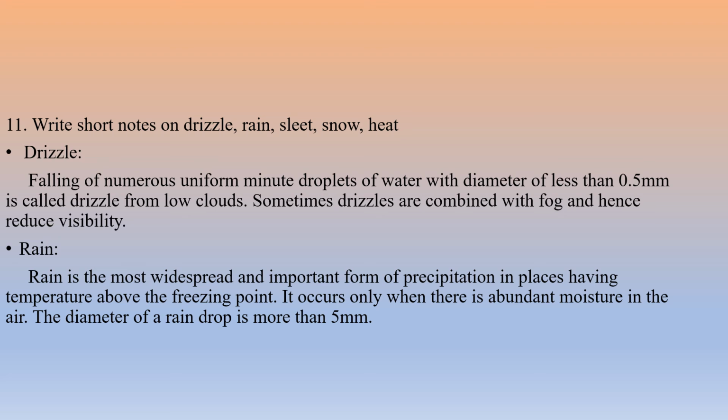So it is the droplet of each and every rain. Drizzle will be 0.5 mm only. So it forms in the low clouds. Sometimes drizzle is combined with fog. Fog means what? We cannot see who is coming in front of us. To some extent we can't see anything at all. So it will be like a fog.